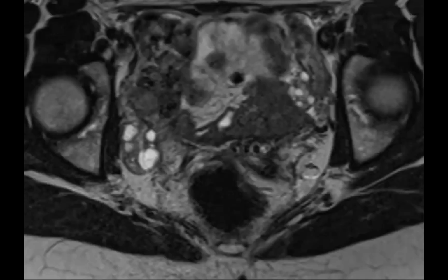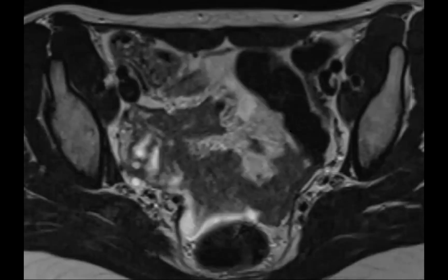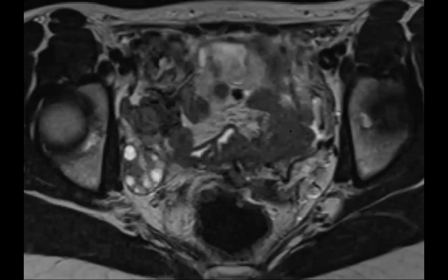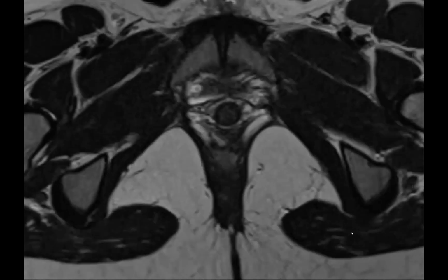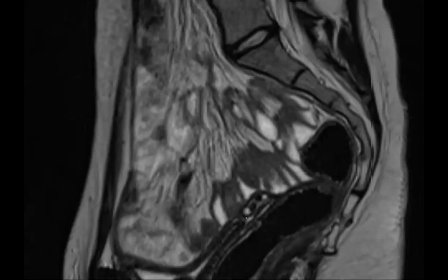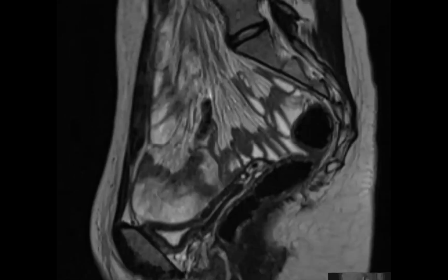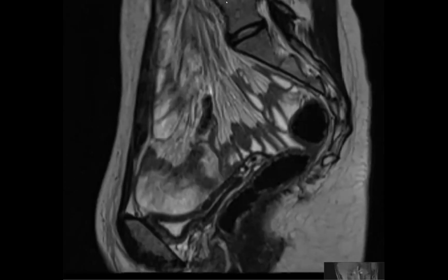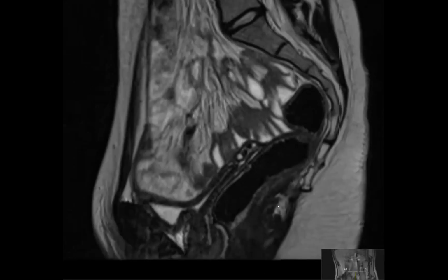Okay, this one is also courtesy of my fellow Omar, who hopefully one day will present his amazing cases at this conference. This patient is a young patient, and I'm not going to tell you more about the history, but I'll show you the sagittal first. We want to focus on the reproductive organs here. Young female.